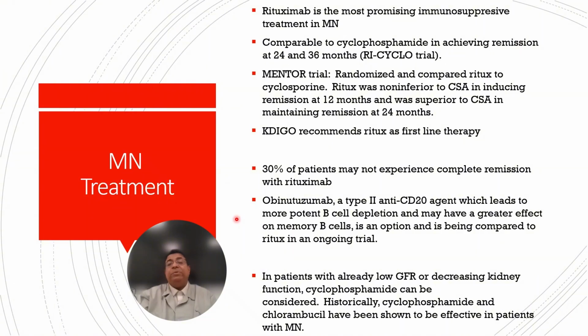Obinutuzumab, a type 2 anti-CD20 agent, which leads to more potent B-cell depletion and may have a greater effect on memory B cells, is an option and is being compared to rituximab in an ongoing trial. In patients with already low GFR or decreasing kidney function, cyclophosphamide can be considered. Historically, cyclophosphamide and chlorambucil have been shown to be effective in patients with membranous nephropathy.